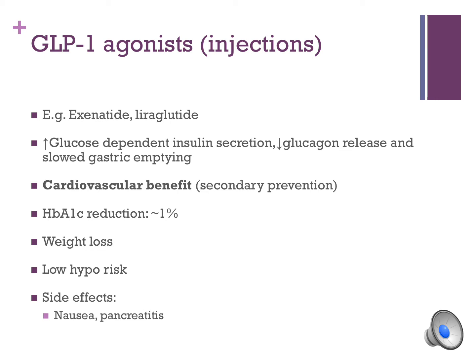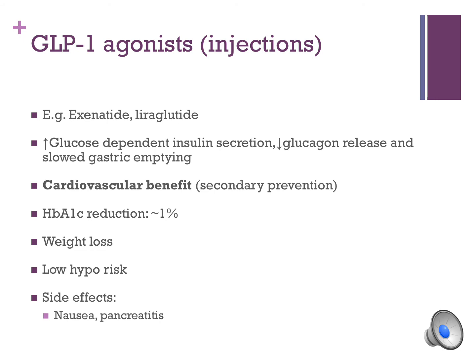GLP-1 agonists include medications such as liraglutide and exenatide, and I believe all but one of the medications in this class is an injectable. It works similarly to DPP4 inhibitors by increasing glucose-dependent insulin secretion and decreasing glucagon release. Similar to SGLT2 inhibitors, they also have been shown to have cardiovascular benefit in patients with existing cardiovascular disease.